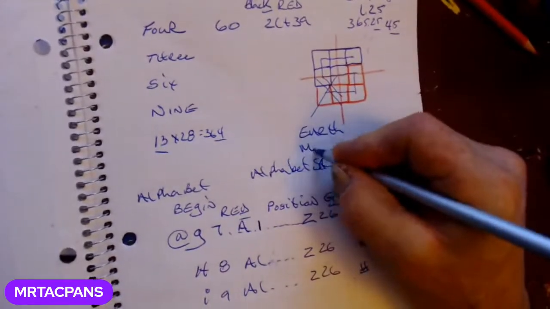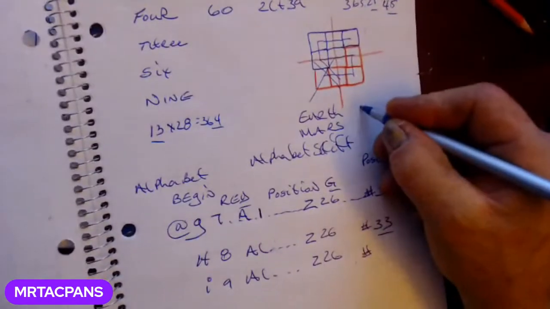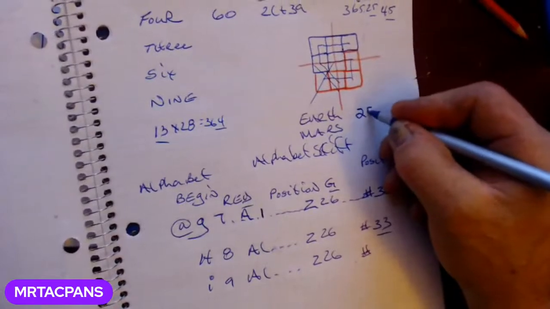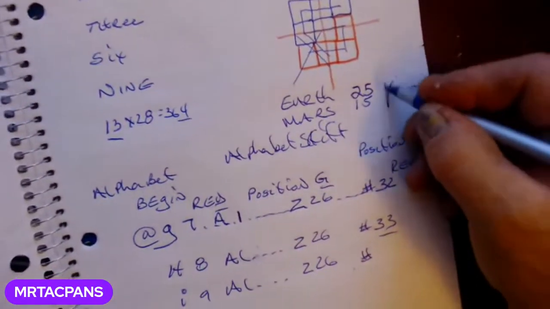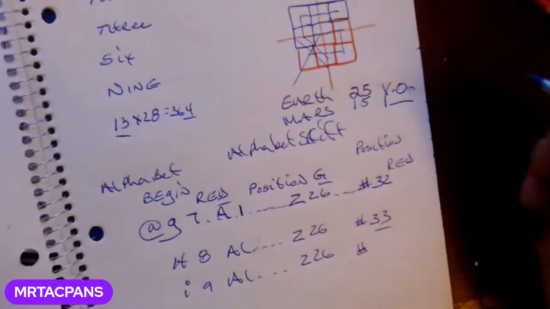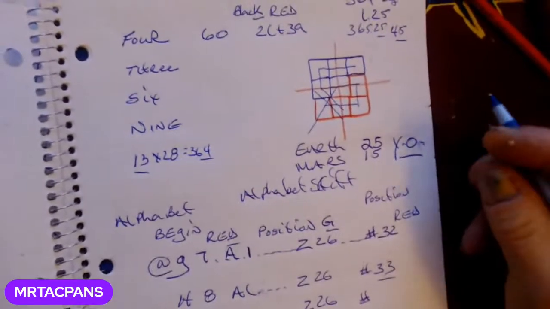Earth, Mars. And their numbers, okay, I'm just going to reverse their numbers. This is their numbers in the short count, or the letters are yo.